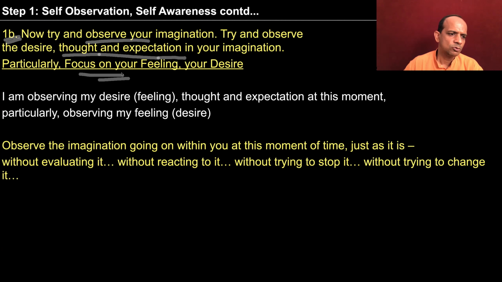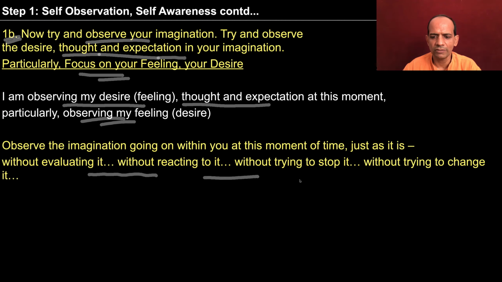So gradually you have to come to the state when you are able to observe your feeling, your desire, and then you are also able to observe your thought and expectation. And particularly you have to be aware of your feeling. So observe the imagination going on within you at this moment of time, just as it is, without evaluating it, without reacting to it, without trying to stop it or change it or impose something, isn't it? What do you think? Is this doable?